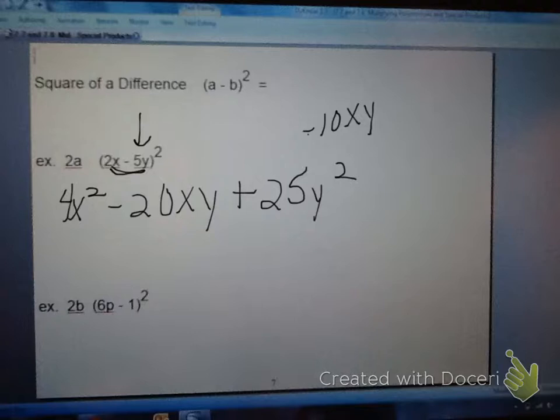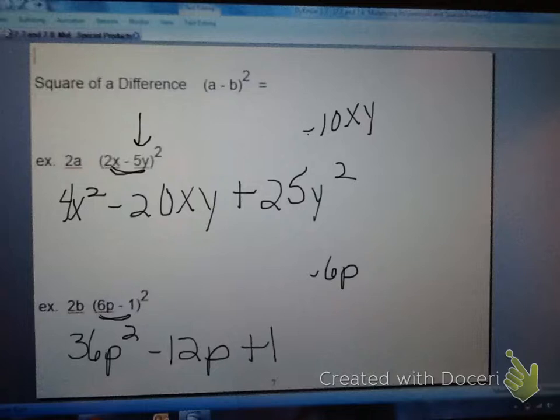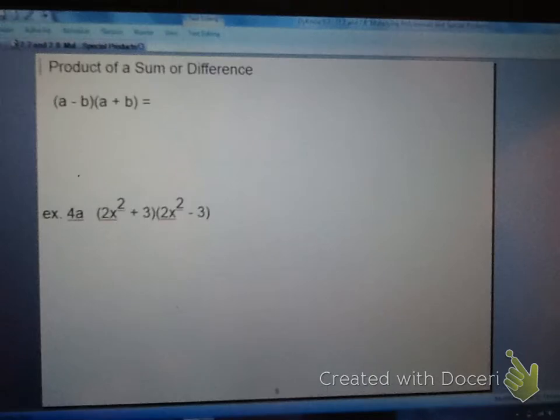Example 2b, we're going to square the first term. Multiply these two together. That gives you a negative 6p. Double it, gives you a negative 12p. And then square the last term. Negative 1 squared is a positive 1. Your last term is always going to be a positive, because anytime you square a negative, you are going to get a positive answer.